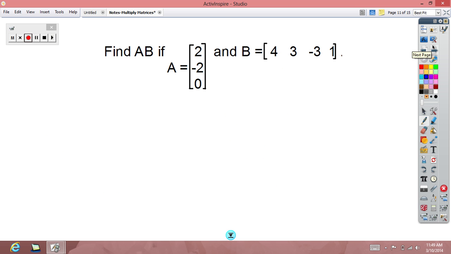Alright, so say we have these two matrices. Find A times B. If A equals -2, 2, 0, B, 4, 3, -3, 1. Again, first thing I need to check for is dimension. So this one we know has 3 rows and 1 column. So this is a 3 by 1. This one has 1 row and 4 columns. This one's a 1 by 4. Well, look at that. These two are the same, so we can multiply here. And my answer, AB, will be a 3 by 4 matrix.